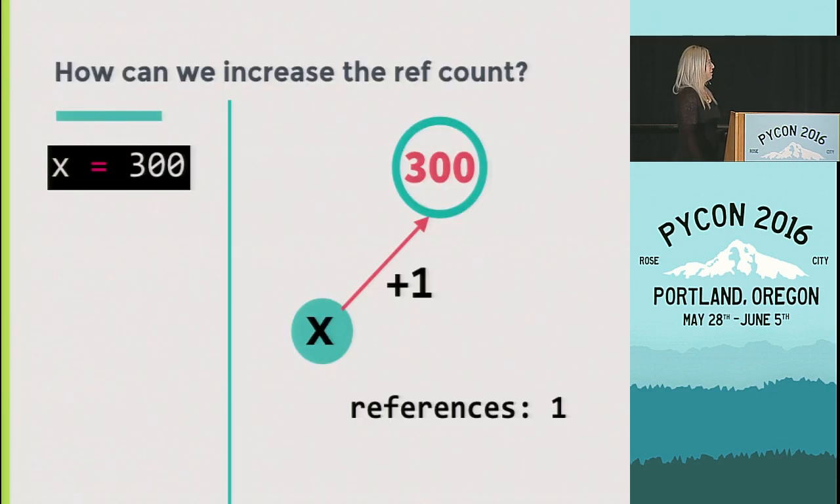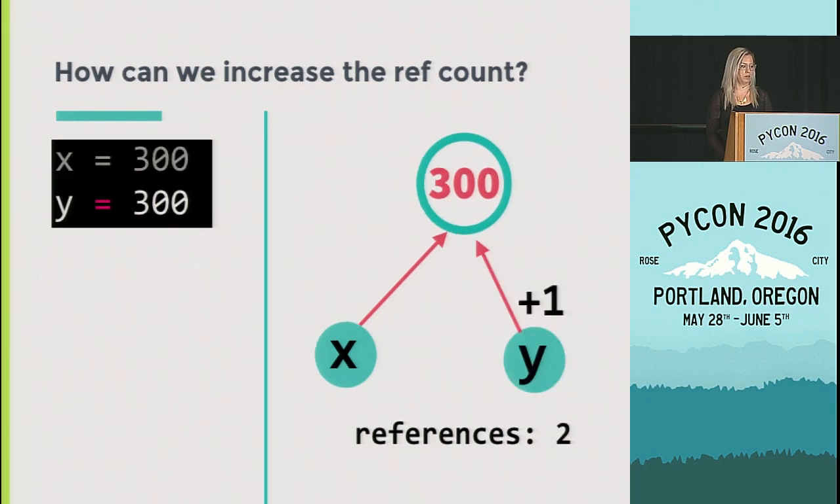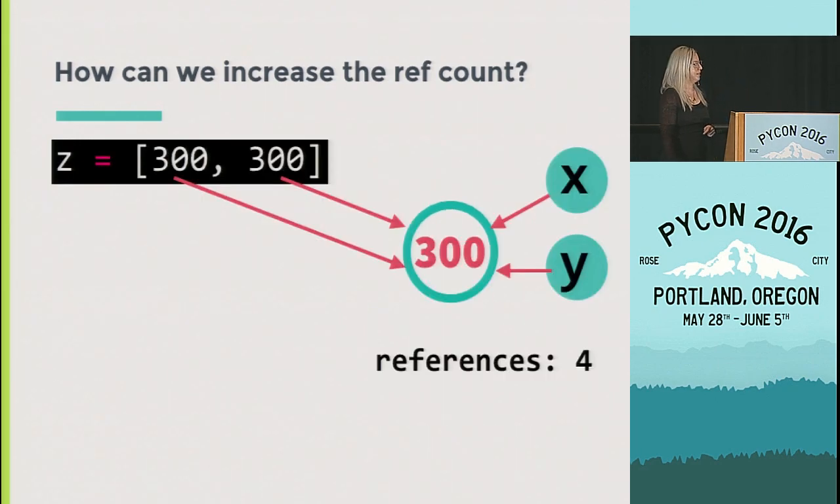How do we increase the reference count? In this example, we're setting the name x to be 300. That increases the number of references by 1. Later on, we say y equals 300. Instead of creating a new slot in memory for that 300, we're just adding another reference to it. So now our reference count is 2. In this example, we have z, a list, a container object that has 2 more references to 300. So now our reference count is 4.